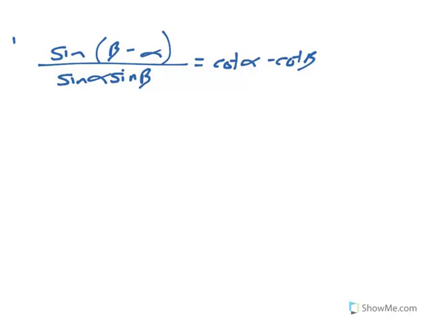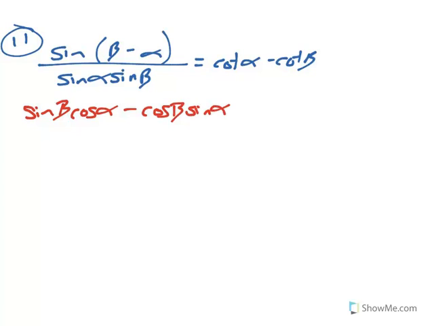Right, number 11, the directions verify this is an identity, make the left side and right side the same is what that means. The numerator on the left is pretty straightforward. That's a difference identity for sine. So we take sine of the first angle, which is beta in this case, times cosine of the second angle, minus cosine of the first angle times sine of the second angle.